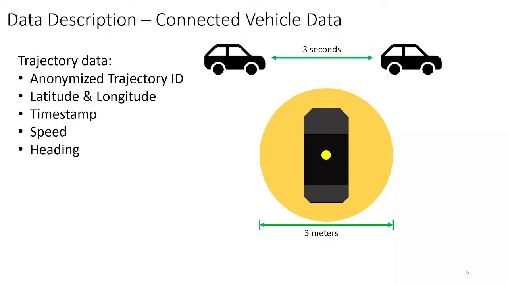This heading is what actually helps us put a vehicle on either direction of travel. So if you get a bunch of points on I-95 on north and south, this helps us sort it out on the northbound or the southbound direction of travel. And we get these data points every 3 seconds, as shown in the figure here, and at a 3-meter geolocation fidelity. So about a parking spot level resolution, which we feel is really good enough for this analysis.